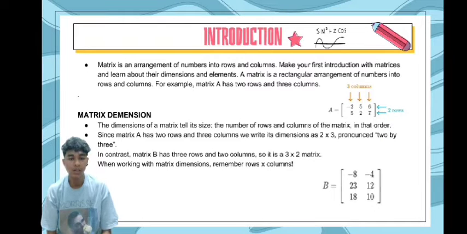Matrix dimension. The dimension of a matrix is the number of rows and columns of the matrix in that order. Since matrix A has 2 rows and 3 columns, we write its dimension as 2 by 3. In contrast, matrix B has 3 rows and 2 columns, so it is a 3 by 2 matrix. When working with matrix dimension, remember row by column.